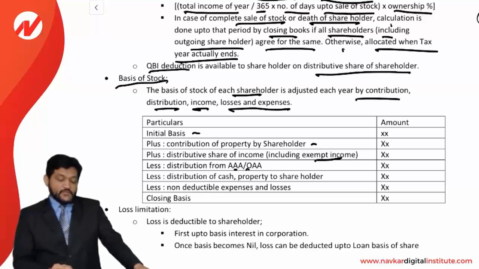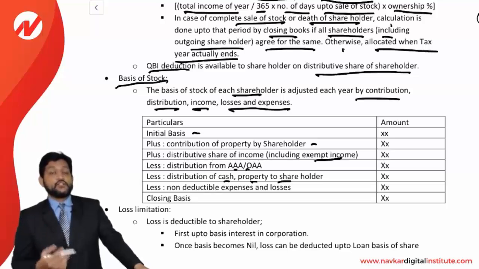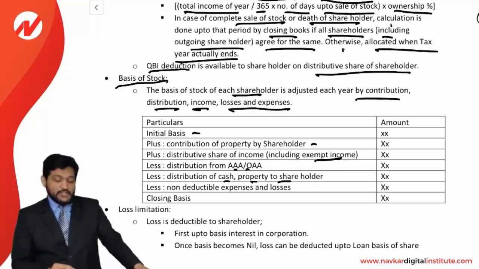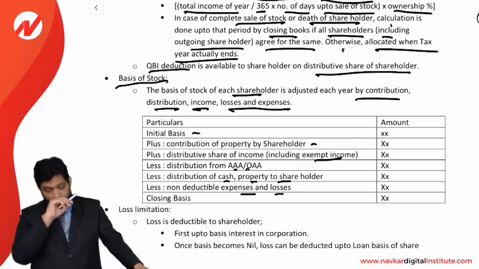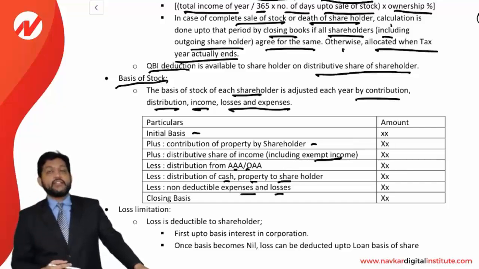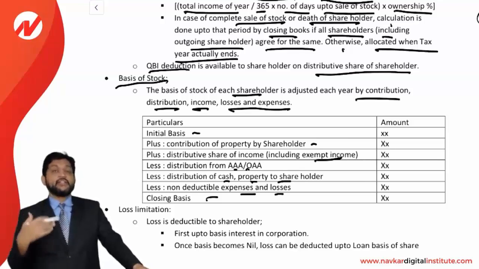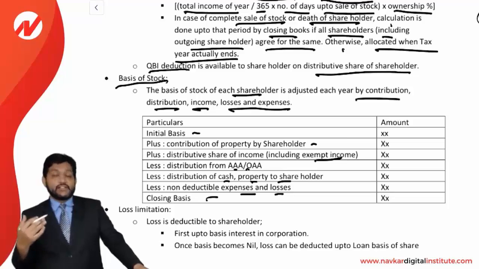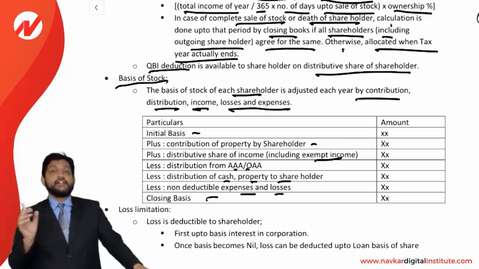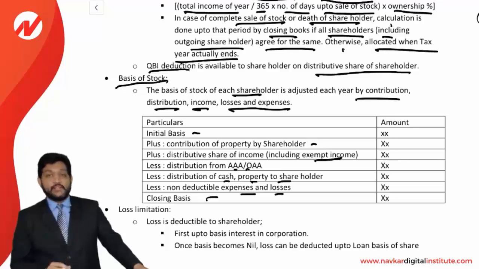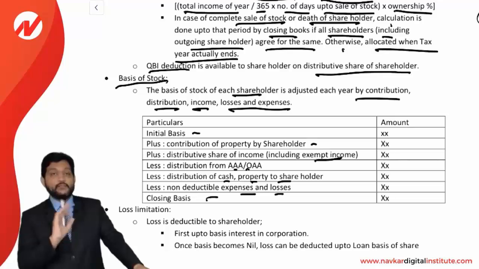Less distribution of cash or property to the shareholders. If the corporation is distributing cash or property to the shareholder, it will be reduced also. And less non-deductible expenses and losses. So all these things are to be added and deducted, and finally you will get a closing balance. If you think about it logically, it's nothing but a normal calculation. Initial basis plus contribution of property plus income share, less distribution, less loss share, and less deductible expenses. So this is going to be your final calculation of basis. It's similar to partnership. No more changes.